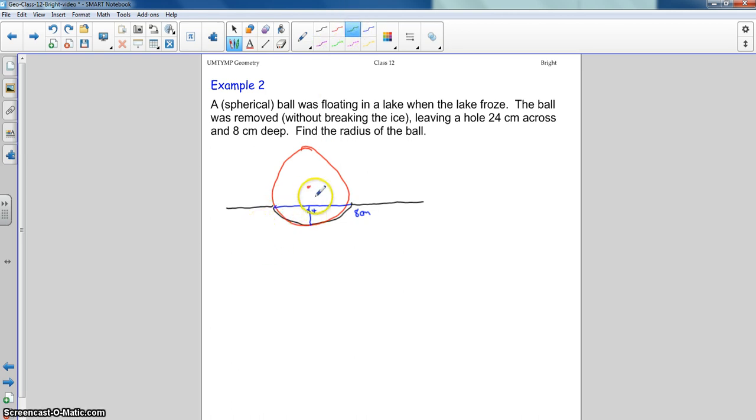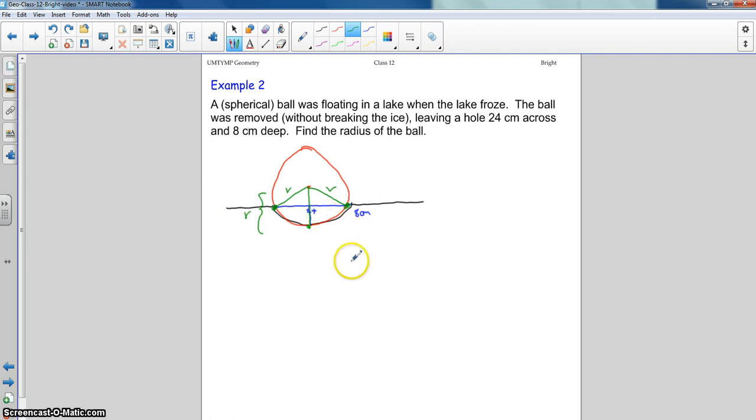Alright, so what I know is that from this point to this point, I know that distance is 24. So if I identify a line from those points to the center of the ball, that would be our radius, right? Okay, well that's easy enough. And I also would know that the total distance here from the center to the very bottom here, that would be a distance of r as well.